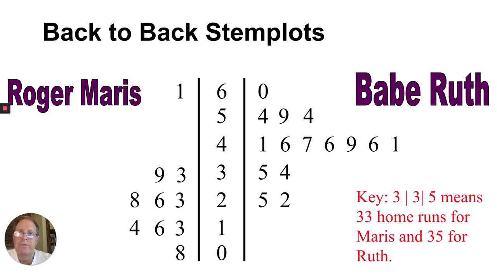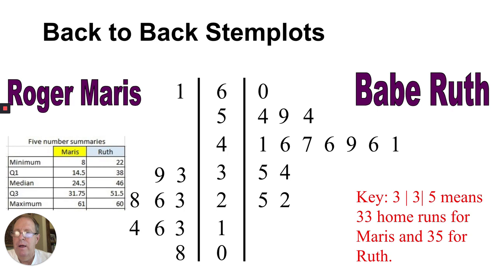I want to talk about how to compare two distributions. Suppose that I have back-to-back stem plots showing the number of home runs that Roger Maris hit and the number of home runs that Babe Ruth hit. Of course, you have to have a key. The key is telling me that 33|5 means that 33 home runs were hit by Roger Maris and 35 for Babe Ruth. All this is based on this 5-number summary right here. So I know my median, I know my max, I know this data right here.